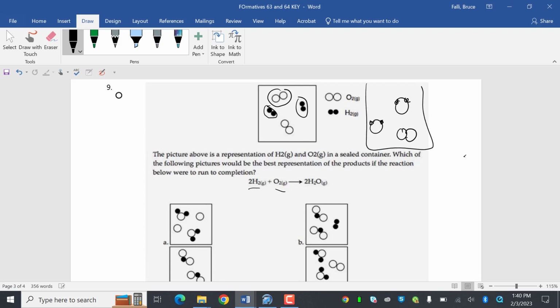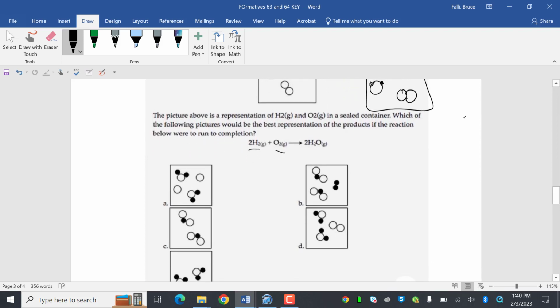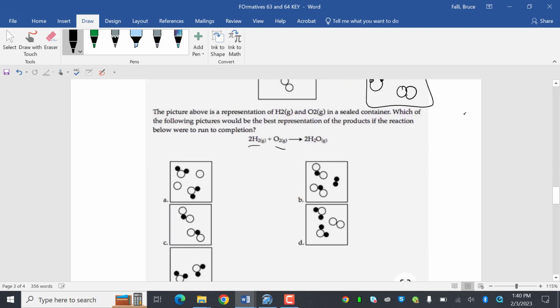So this is what I'm looking for. So 2 waters and 2 double whites. 2 waters and, oops, I said 1 double white. There it is right here.